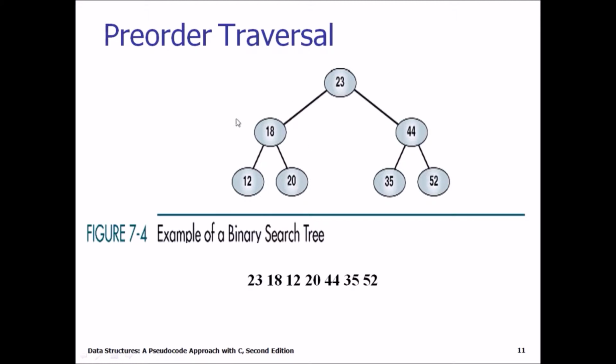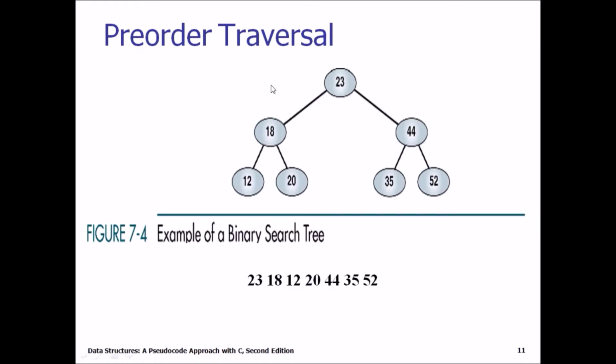Because this is the node, this is the left subtree. The left subtree has to be traversed recursively, meaning the same rule has to be applied here: first the node, then the left subtree, and then go to the right subtree. The right subtree again follows the same rule: first the node, then the left subtree, and then the right subtree. So 44, 35 and 52, these are the numbers which show that this tree has been traversed in pre-order.